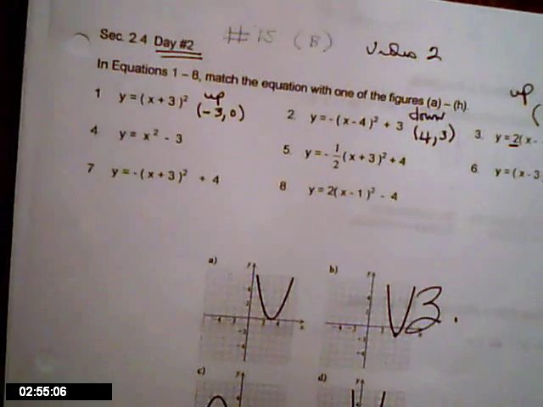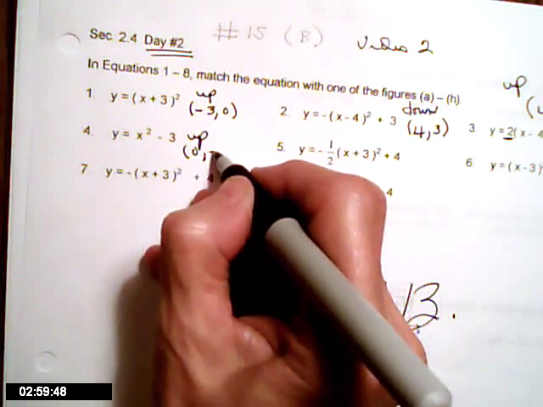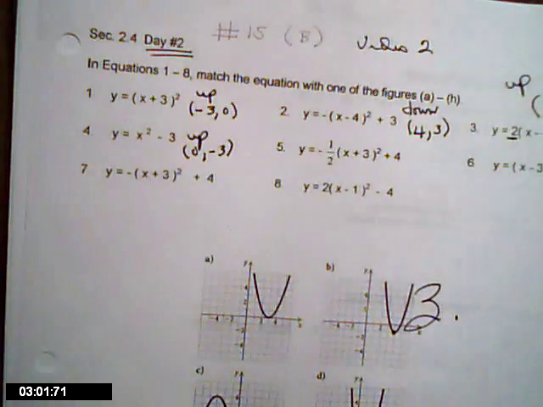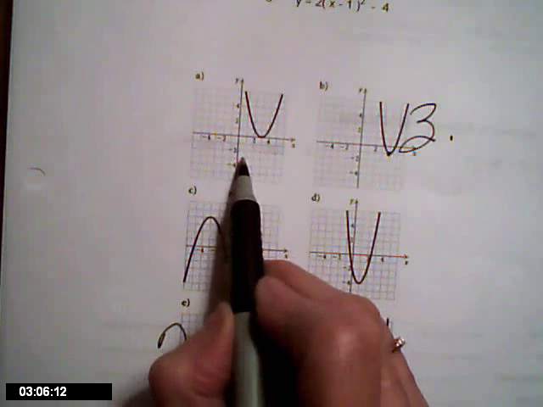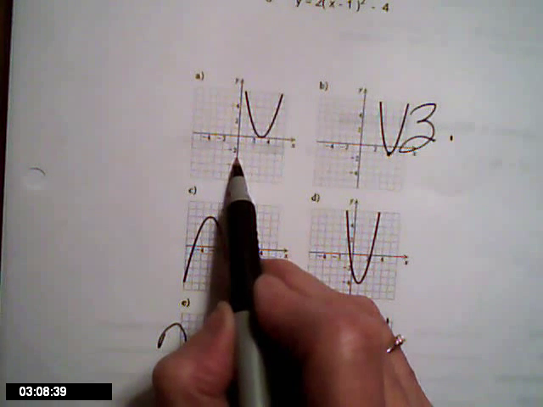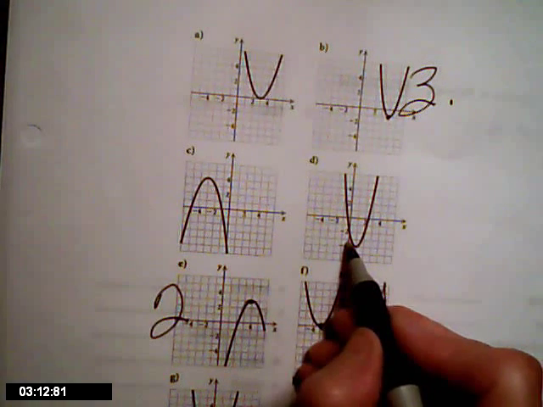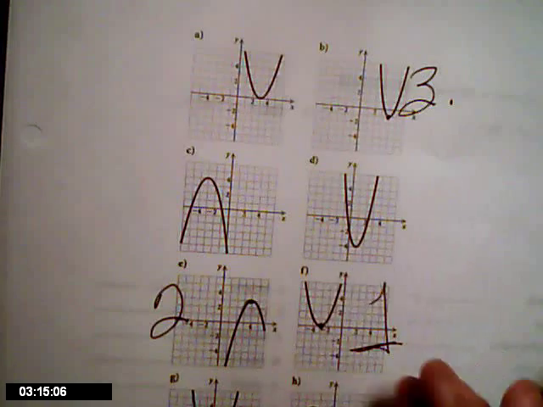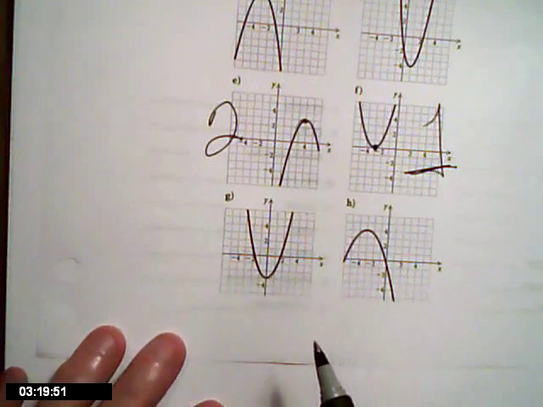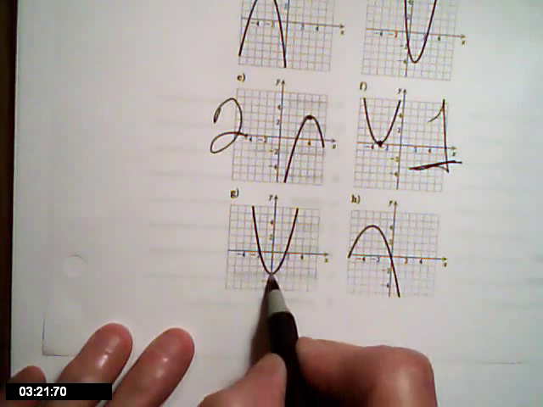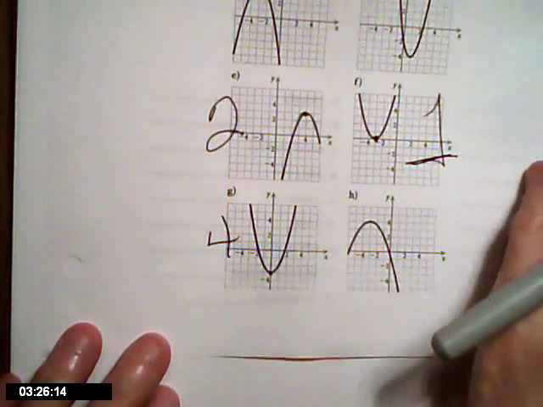Number 4 equation opens up. The vertex is 0, negative 3. So again, upward parabolas. 0, negative 3 in A is not the vertex. 0, negative 3 in D is not the vertex. Let's see. Go to G. 0, negative 3 is the vertex. So G would be number 4.